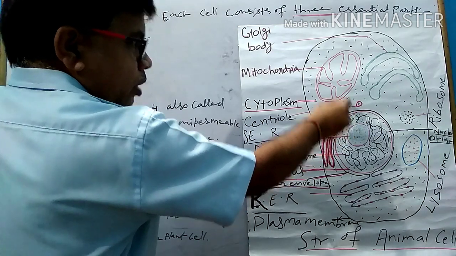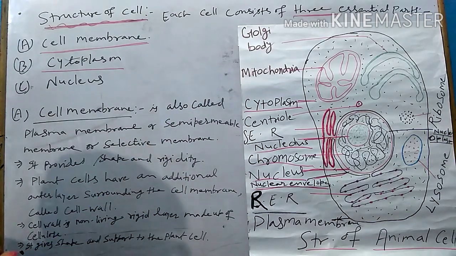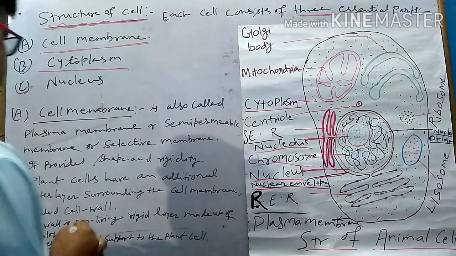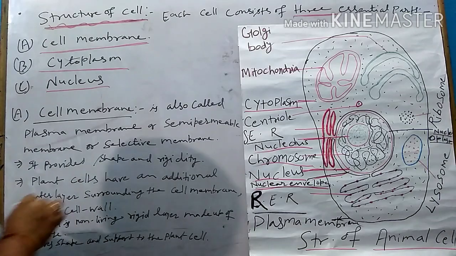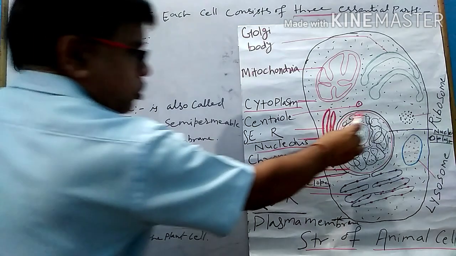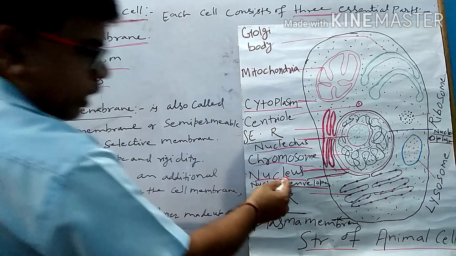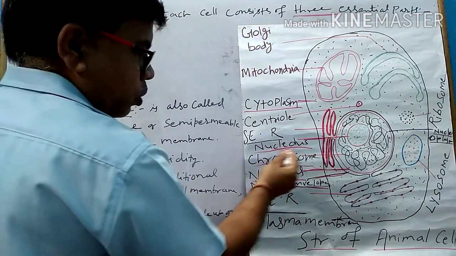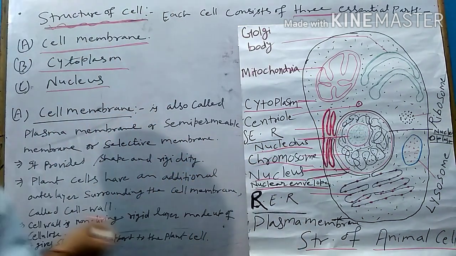Inner side of the plasma membrane, and in between the nuclear envelope, a certain fluid or jelly-like substance is present. That substance is called cytoplasm. And third, nucleus. In an animal cell, a large structure is present, and this structure is called the nucleus. Inside the nucleus, nucleolus and chromosome are present.